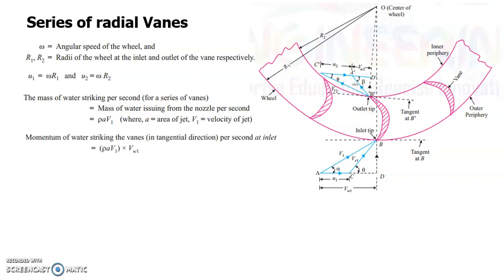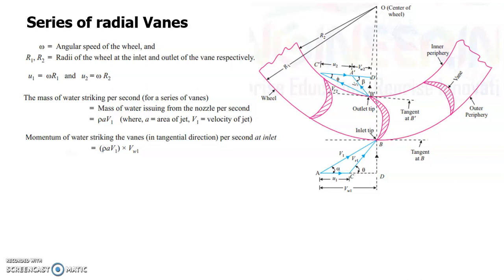Momentum of water striking the vanes, we specify in the tangential direction. That means in this direction, we do not call it a horizontal direction. This edge AD is parallel to the tangent, so this is the direction which is called the tangential direction. So rho into A into V1 is mass per second. Mass per second into velocity is momentum per second. So the momentum of water striking the vanes per second is m per second into V.